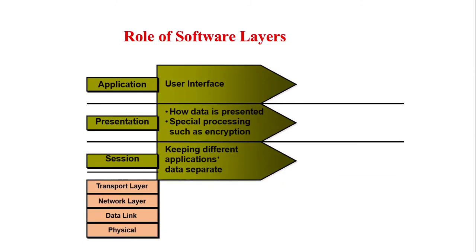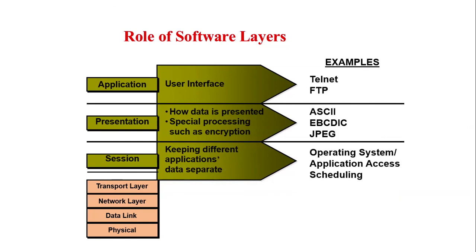So here we can see the application layer, or user interface layer, and the presentation layer, which is how data is presented, with special processing such as encryption. Application layer examples are Telnet and FTP, as already discussed in the previous lecture. Presentation layer examples are ASCII code, EBCDIC, and JPEG. In the next lecture we are going to discuss the session layer, which keeps different applications' data separate, and examples are operating system, application access, and scheduling.